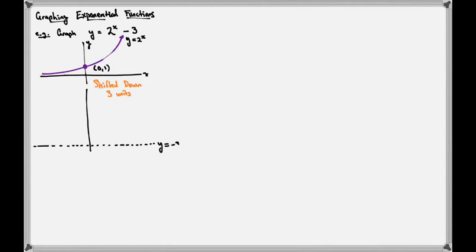So that y equal to 0, the horizontal asymptote, now gets moved down 3 units to minus 3. The curve is going to have exactly the same shape. And my y-intercept was 1, so when I subtract 3 from that, it will be minus 2 now. So that will be (0, -2), and there's the graph of 2^x minus 3.